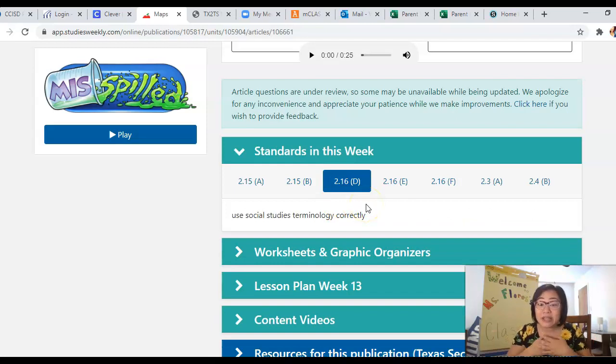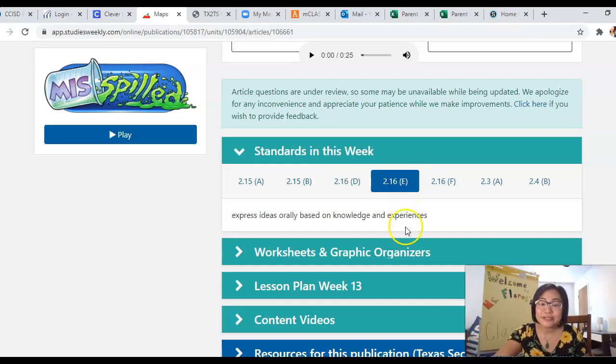2.16d, we're going to be thinking about words that we're using to describe maps, right? Yesterday, in our vocabulary, we learned words such as relative location, symbols, legend, and key. Today, we're going to be learning lots more words. 2.16e, we're going to be using our own experiences, what we already know, and our experiences with maps already to help us learn more today.